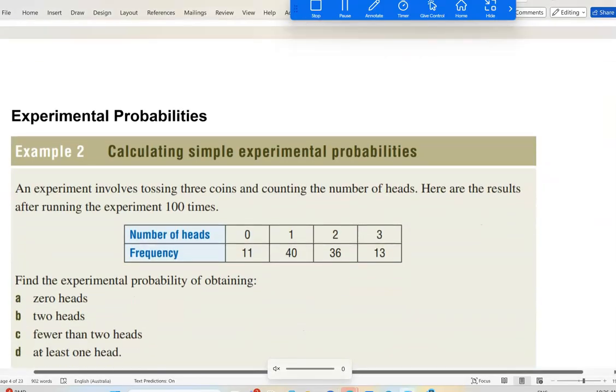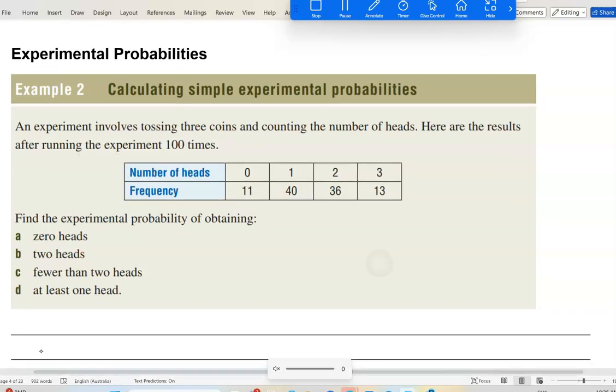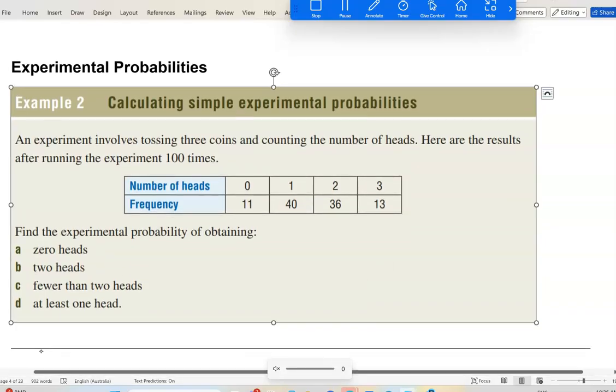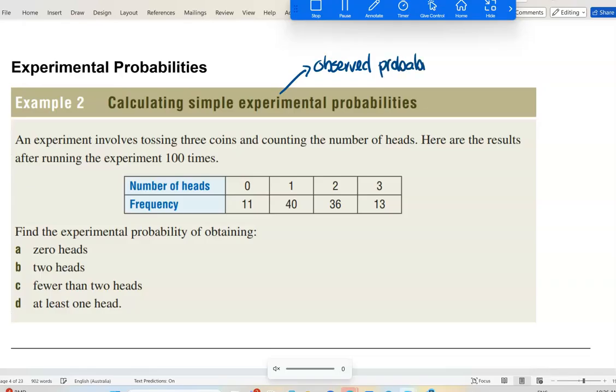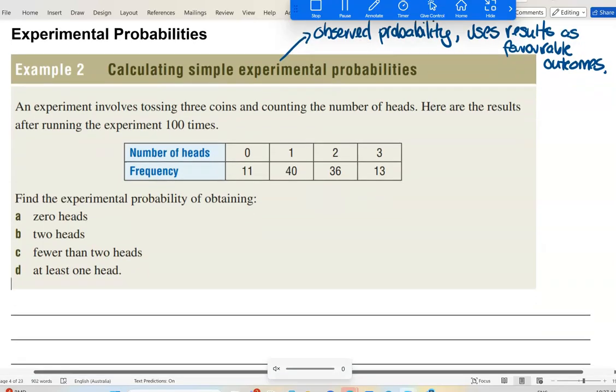Let's keep going on. So now we're going to do experimental probabilities. So this is observed probability. It means when we look at the results. Okay, so let's write that down in case we're looking this up and we see this. So it uses results as favorable outcomes. So even though we think it should happen, we know in real life it doesn't happen. So let's have a look at experimental.